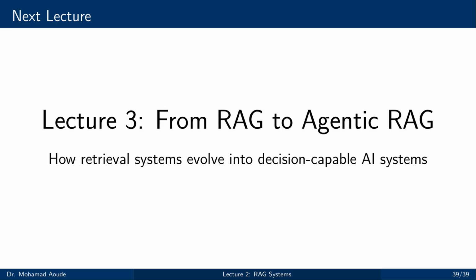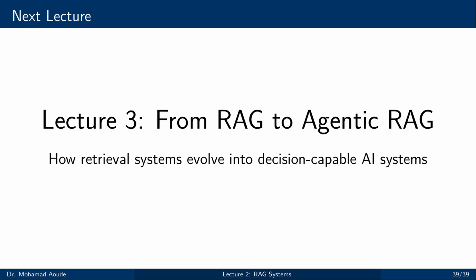In the next lecture, we move from RAG to agentic RAG. This is the point where retrieval systems begin to evolve into more capable AI systems that can plan, make intermediate decisions, invoke tools, and operate through iterative workflows rather than a single-pass answer process. Today we focused on evidence-backed generation. Next, we will focus on decision-capable architectures. That transition is important because it shows how AI systems progress from search-augmented answering to more flexible and mission-oriented behavior.